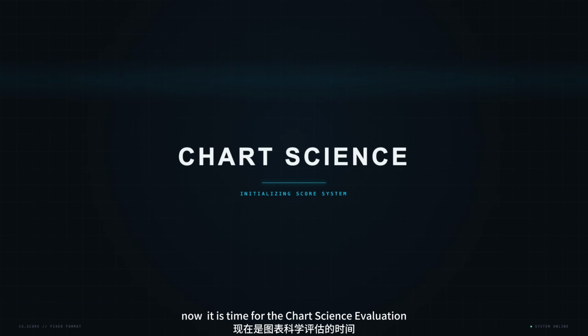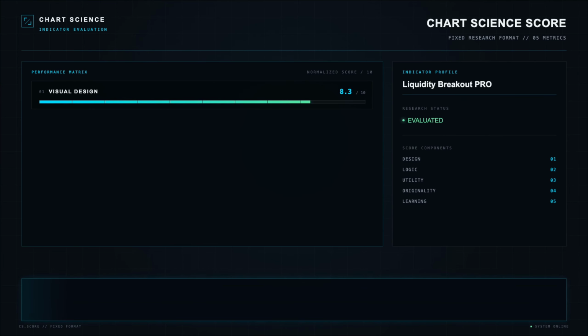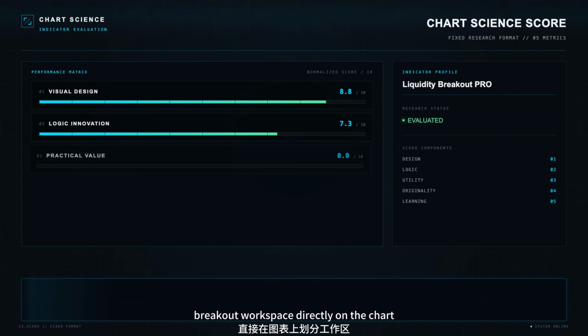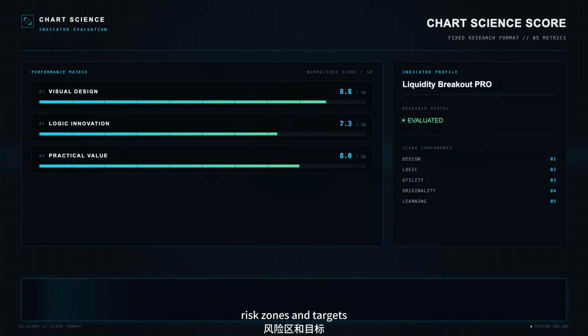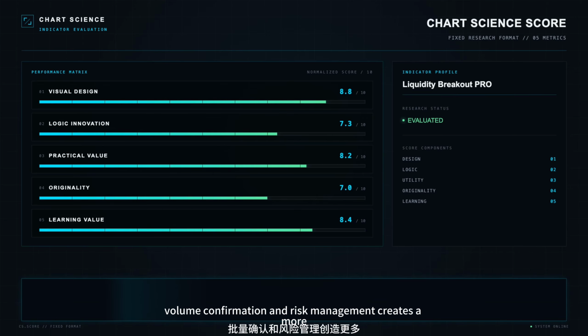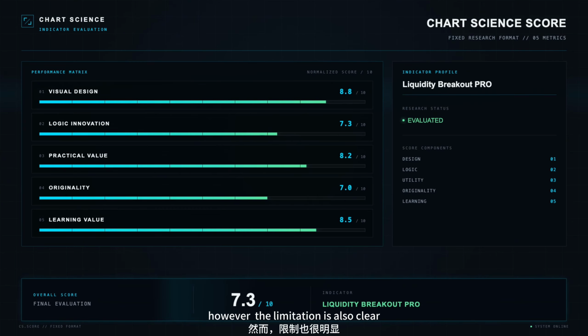Now it is time for the Chart Science evaluation. Instead of asking whether this indicator is profitable or not, we analyze the engineering behind it. First, visual design. The indicator creates a complete breakout workspace directly on the chart, including levels, risk zones, and targets. Second, logic innovation. Combining swing structure, volume confirmation, and risk management creates a more complete framework than a simple breakout line. However, the limitation is also clear. During sideways markets, price can repeatedly test levels and create false breakout conditions.